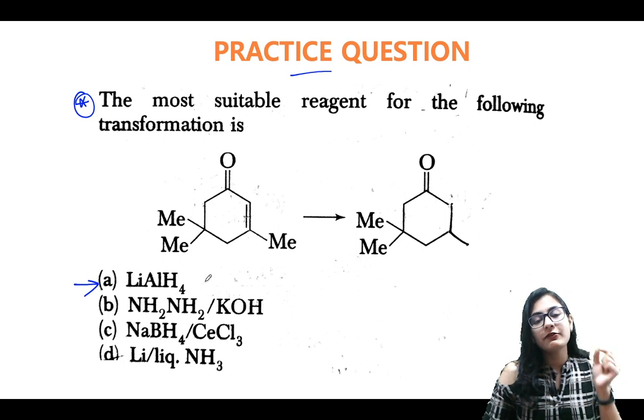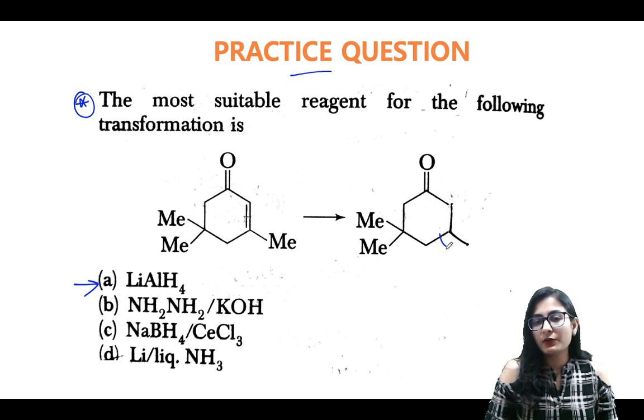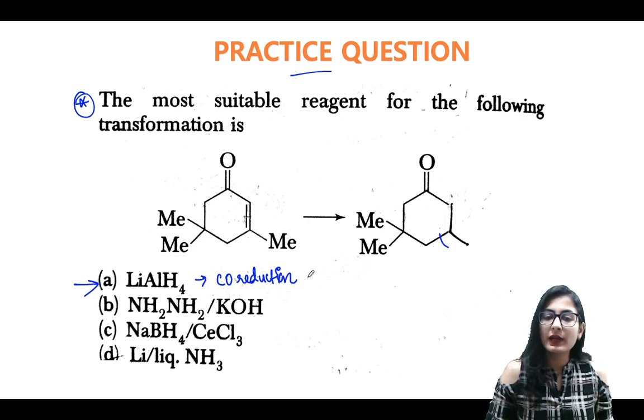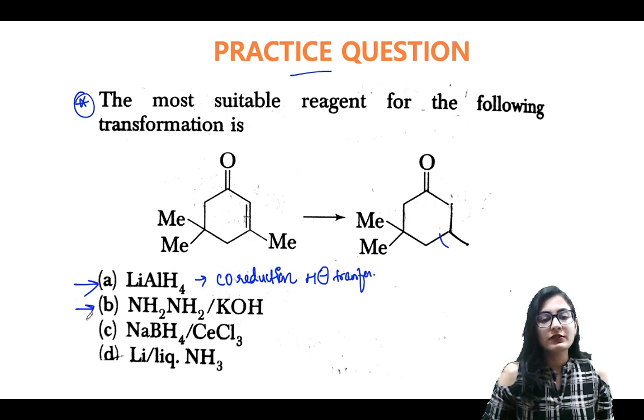But at very low temperature it is going to give 1,2 reduction. Definitely it is not going to reduce the double bond and not reduce the carbonyl. It is used for carbonyl reduction majorly. Right, so here the carbonyl reduction is going to happen by hydride transfer. Okay, very well. What about this one, option number B?